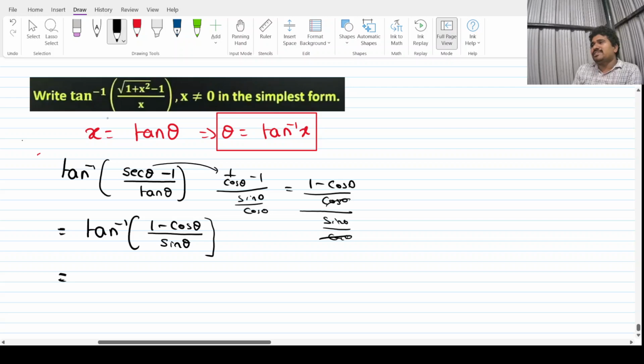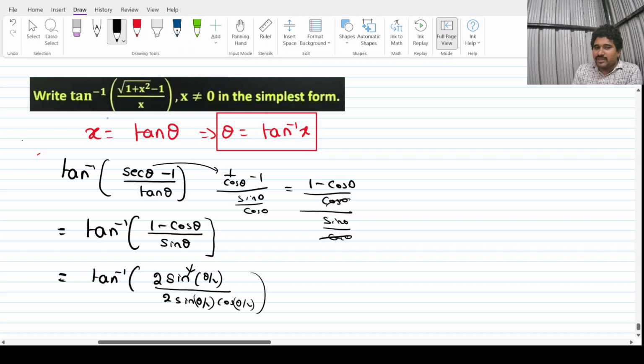Now what will we do here? What is 1 minus cos theta in the half angle formula? 2 sin square theta by 2. So sin theta expansion is 2 sin theta by 2 cos theta by 2.